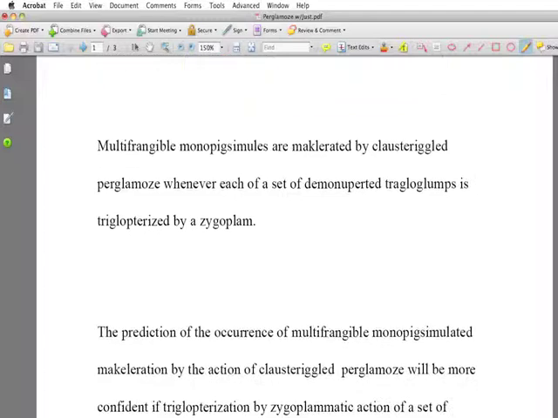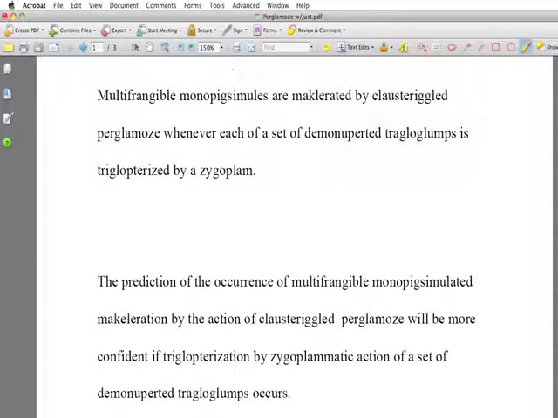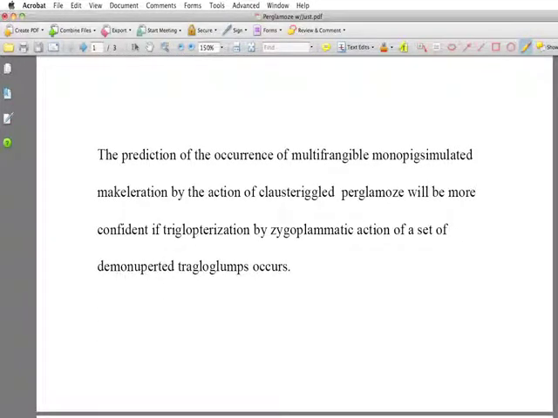Here's the same sentence in the passive voice. In this case, monopixamules is in the subject, maclerated is the verb, so monopixamules are maclerated by clostrigal perglamos. Whenever each of a set of diminuperted tragloglumps, now in the subject position, is triglopterized by a zygoplam. And then here is the same sentence written before it got edited. The prediction of, the occurrence of, multifrangible monopixamulated macleration by, the action of, clostrigal perglamos will be more confident.